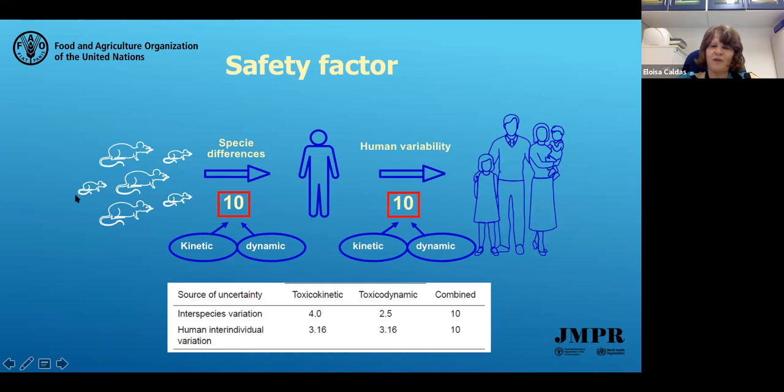And this slide here just summarizes what I said: the different species, rat, human, and the human variability. These numbers of 10 are easy because you just divide by 100, just move the comma. But those numbers were derived from many studies, which take into account the toxicokinetics and toxicodynamics within each species. So that's an old number that has been going around.